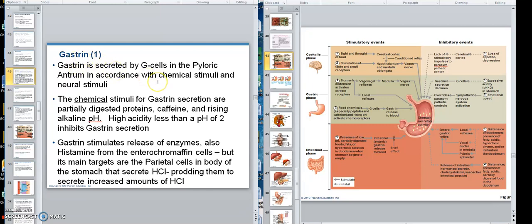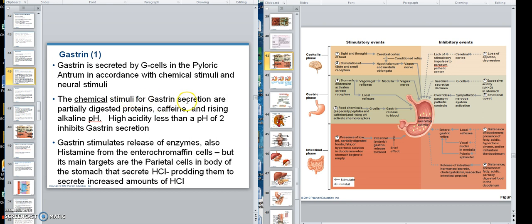Gastrin. See, now we get into the hormonal. Gastrin is secreted by G cells in the pylorus. So the food has to get to the pyloric region. That's where the G cells are, past the body. So when food gets across the pyloric region, then that food, depending on if it has peptides in it or if it's very basic, low acidity, can stimulate this gastrin secretion.